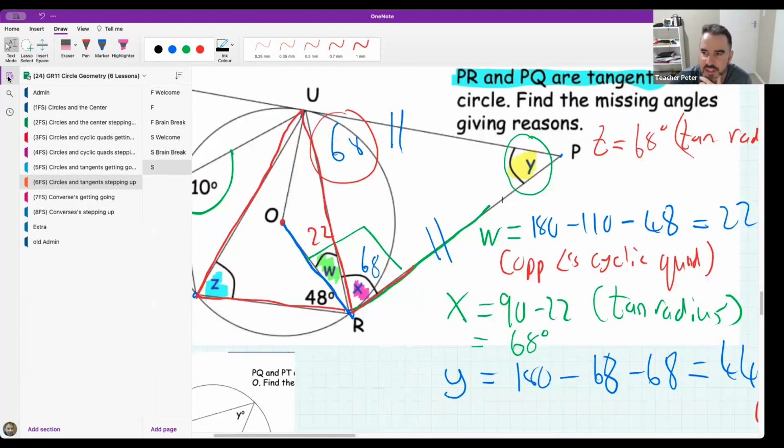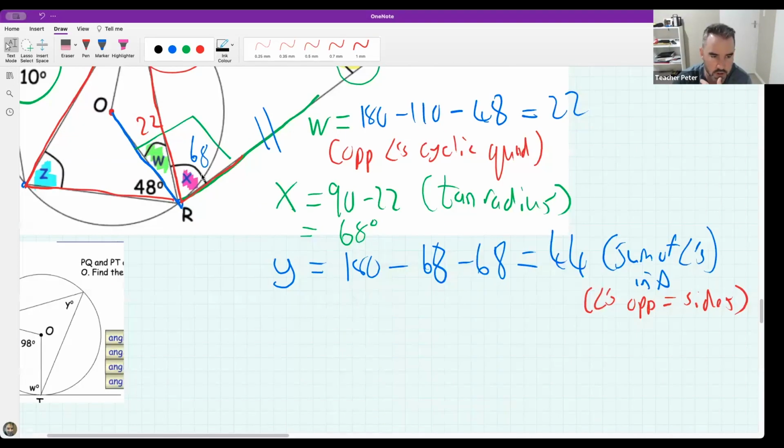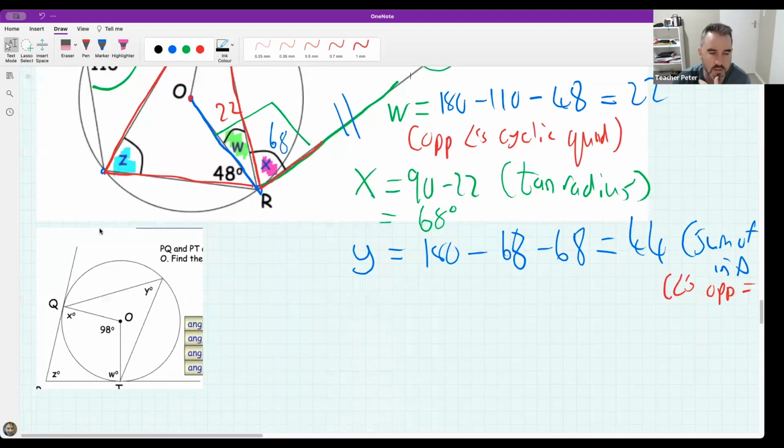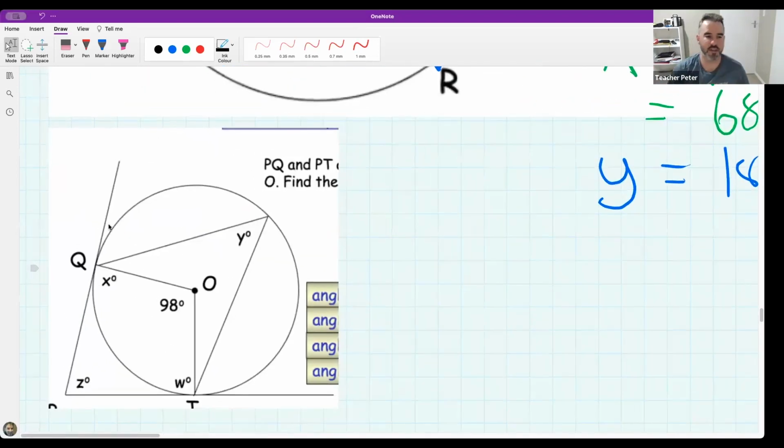Okay. So after that fun little break, we are now ready to re-embark on the second part of the lesson. We will start to look at some exam questions as well, but let's just do this one. Find me X, Y, and Z in this question. See what you can do here.